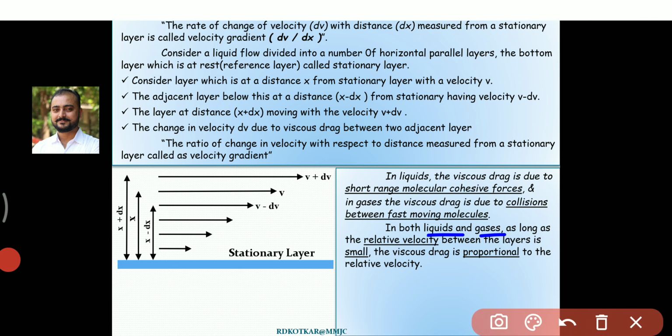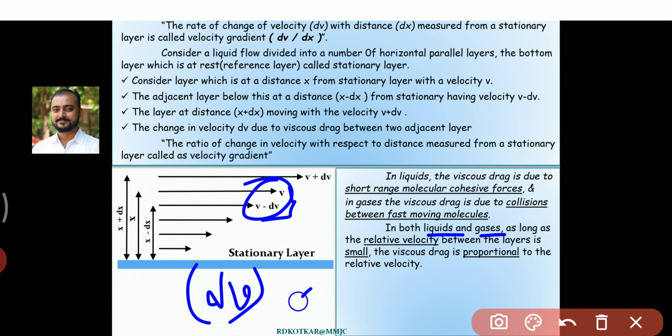What we observe is that the relative velocity between the layers is small, meaning the final velocity minus initial velocity, this change in velocity, should be small. Till then the viscous drag, this viscous force acting, is proportional to this relative velocity. The viscous drag or viscous force is proportional to the relative velocity if the relative velocity is small.